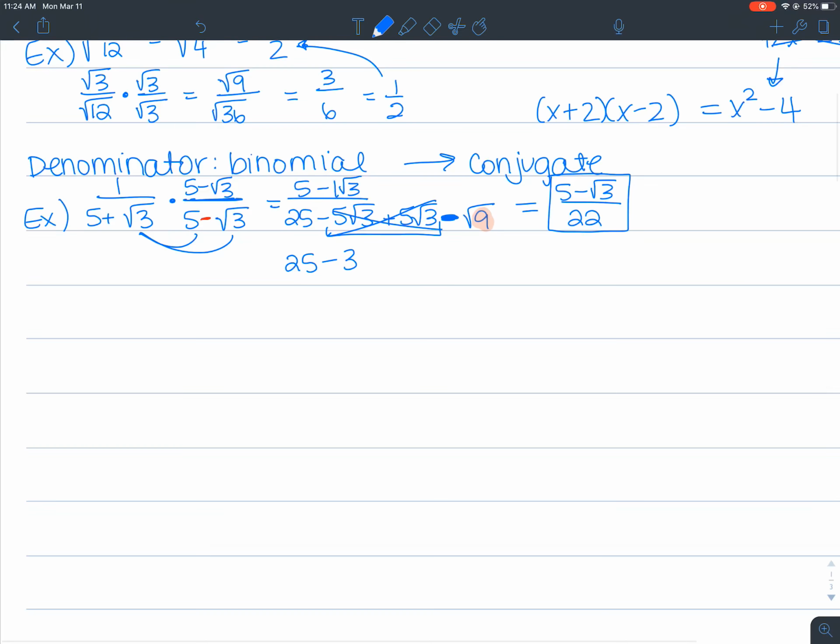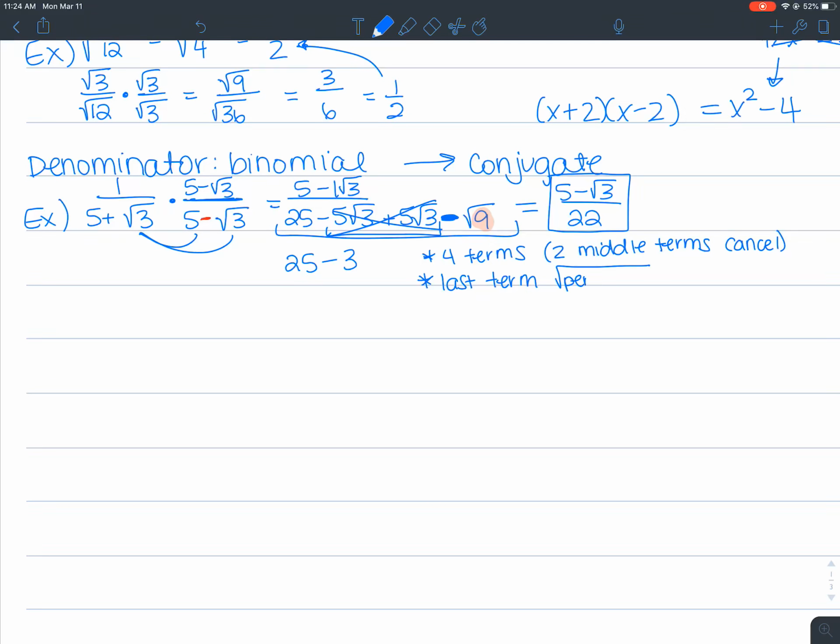And that is how you would reduce that. So using the conjugate, it'll create this denominator here, and it would have 4 terms, but the 2 middle ones cancel. And the last term will be the square root of a perfect square.